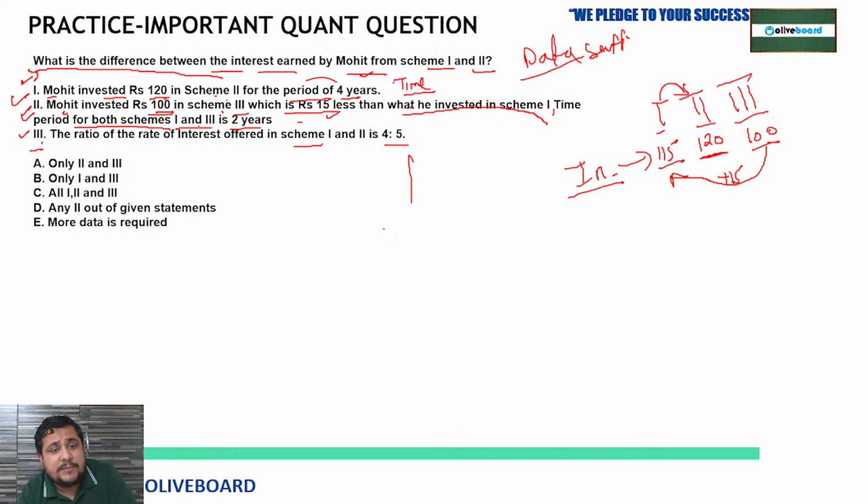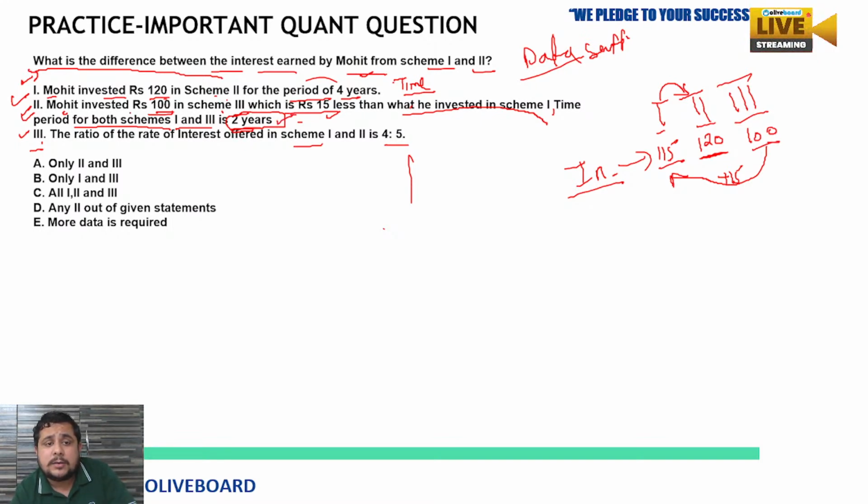For both scheme 1 and third the time is 2 years. So time is also given here, for 2 years. If we consider this alone, we are not getting enough data, because we need to find out the interest. So the interest rate we must know, or directly what interest they are giving, that we must know, right?